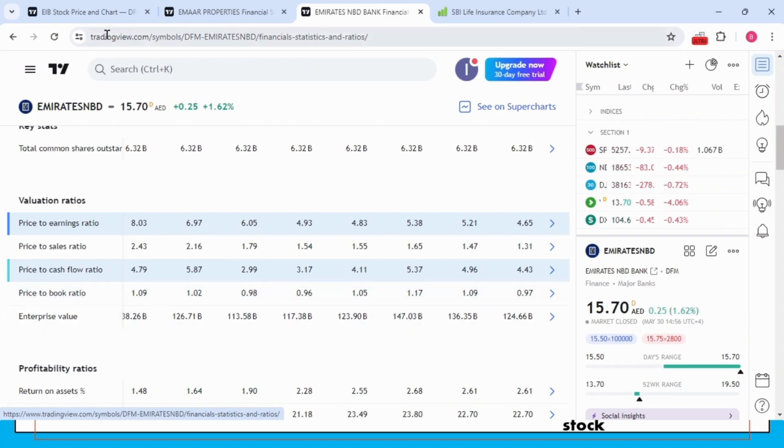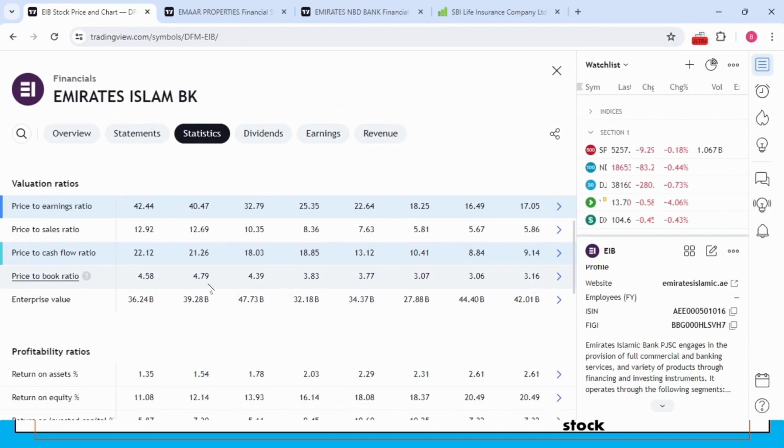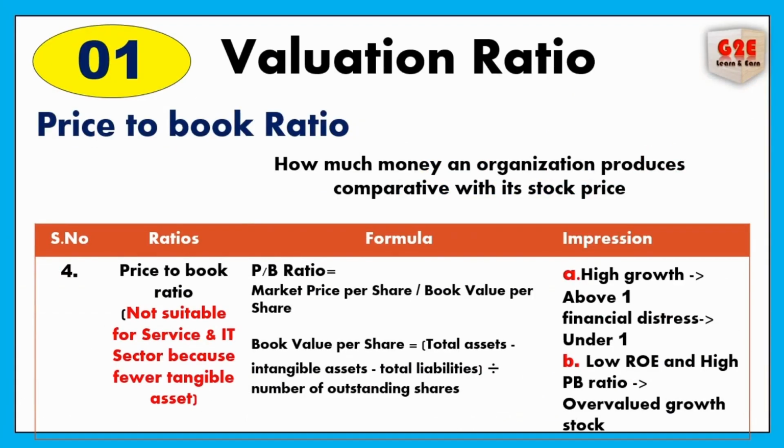Okay, so in the same way for this one, EIB, you can go, the price to book ratio will be above 1. Okay, it means what? 3.16, that is growing. This bank, as per the financials, is in a growing sector. Okay, so price to book ratio will be helpful. With the help of that, the respective company will be at a growing level or distress level. Okay, that is a decision we are going to take from it.